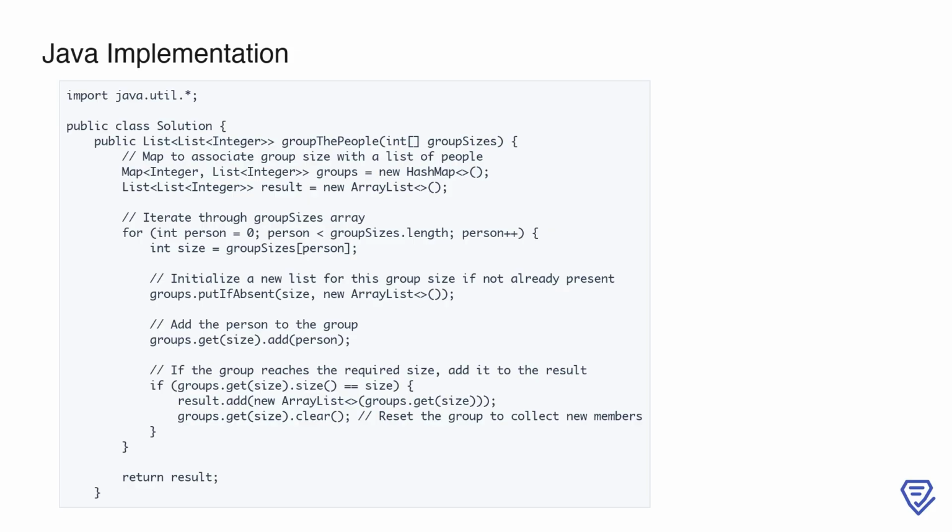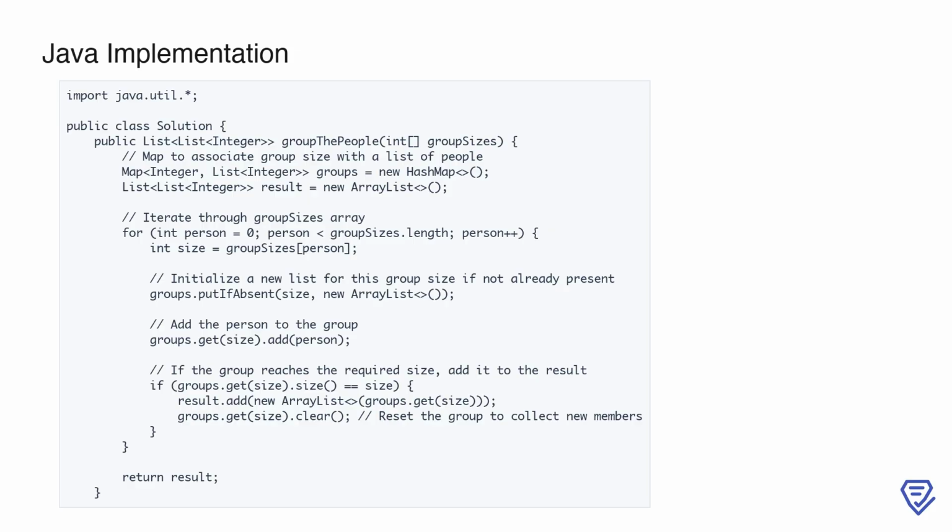Additionally, we initialize a list of lists called result, which will store the final groupings of people. Next, we iterate over the groupSizes array using a for loop, where person represents the index, and we retrieve the corresponding group size using groupSizes[person]. If this group size is not already in the map, we use putIfAbsent to initialize an empty list. Then, we add the current person to the appropriate group in the map.